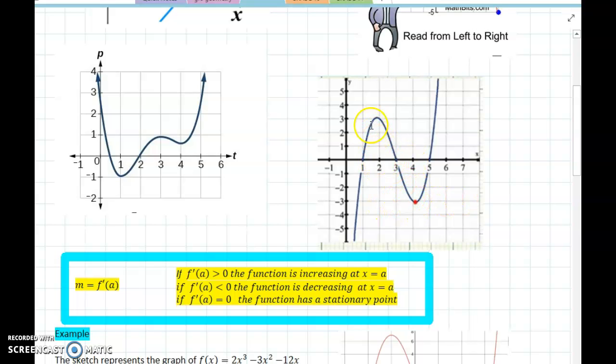Similarly at 2, if I drew a horizontal line here, the gradient is 0. Gradient being 0 means that I have a stationary point at that point. Well, it looks almost at point 2 there, somewhere around there.